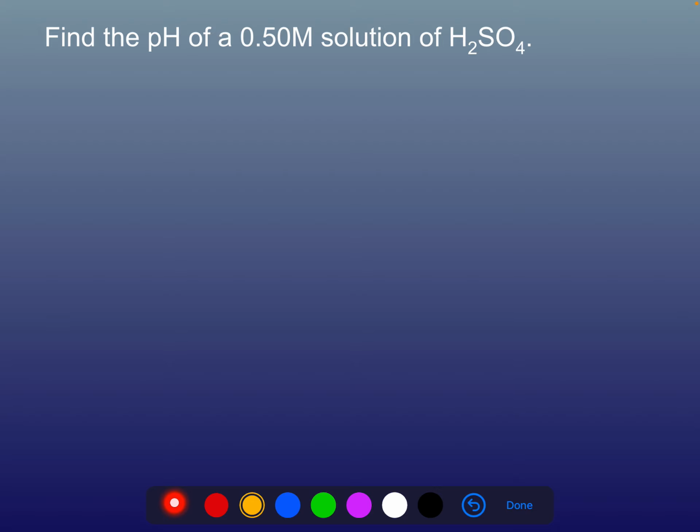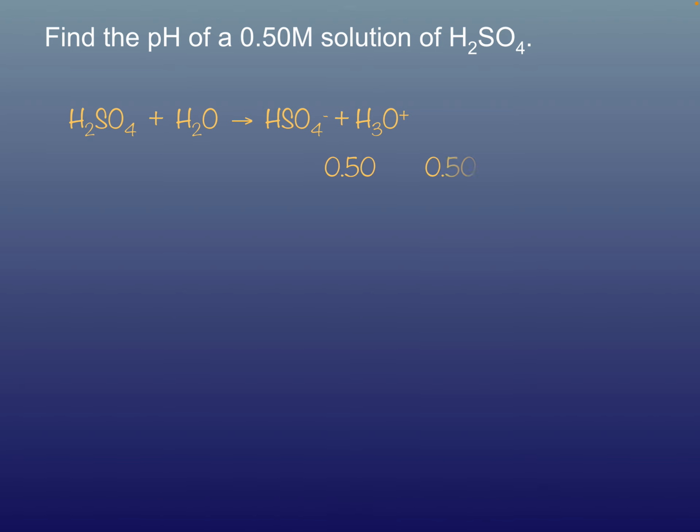So our first reaction is where the sulfuric acid mixes with water to produce the hydrogen sulfate and the hydronium ions. Like I said, since sulfuric acid is one of our strong acids, that means it will completely ionize. So our concentrations of our ions would both end up being 0.50 because that completely ionizes.